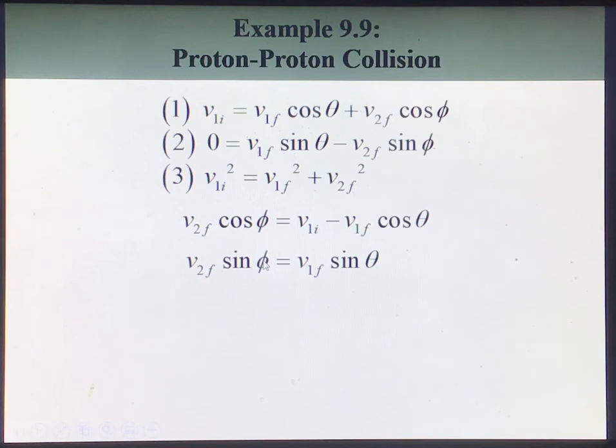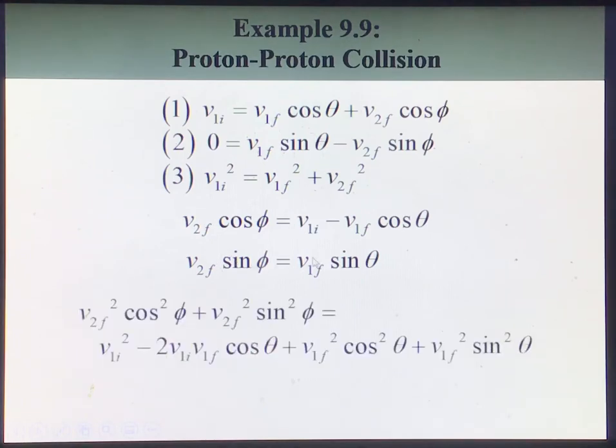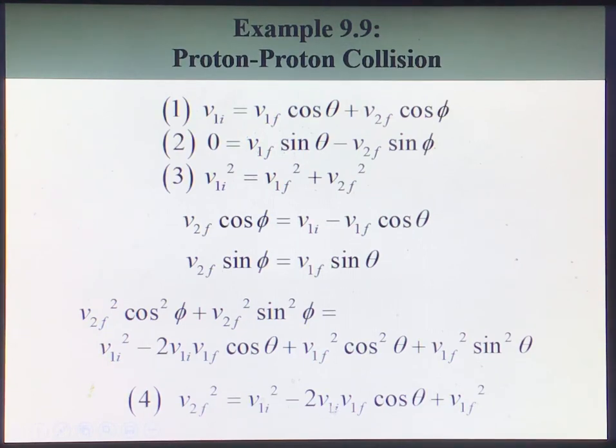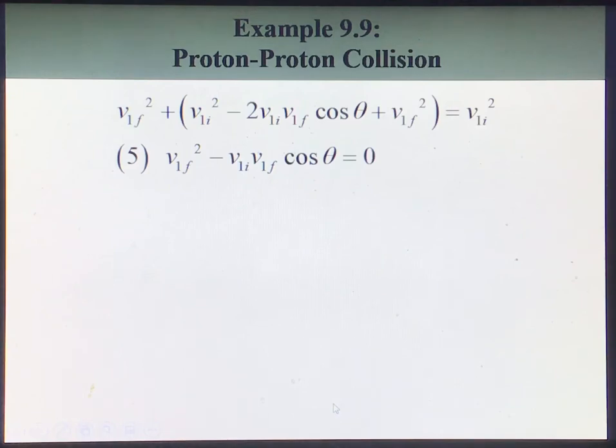Basically we can rearrange this equation like this. From equation number 1, you can rearrange and write v2 final cosine of phi is equal to that. And from equation number 2, you can write v2 final sine of phi is equal to this. And then if you take the square of these two equations and add them together, you get something that looks like this. Finally, with some simplification, we obtain equation number 4, and with a little bit of rearrangement, you can obtain equation number 5.